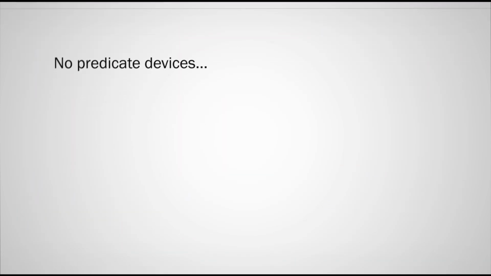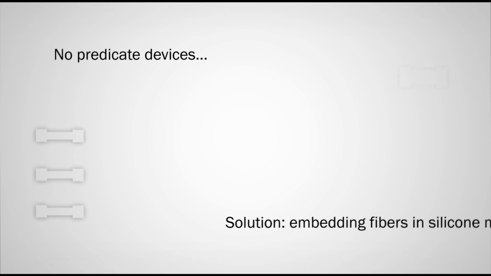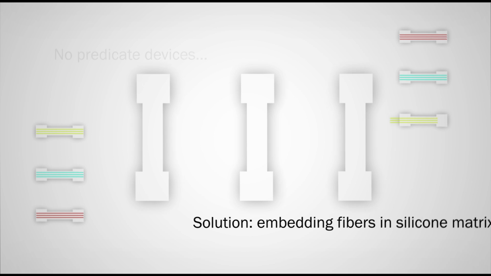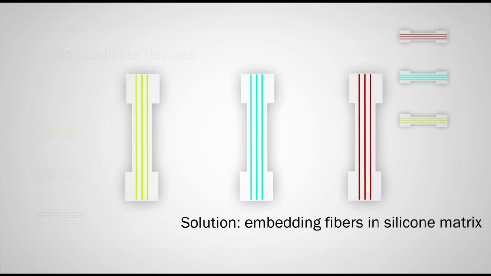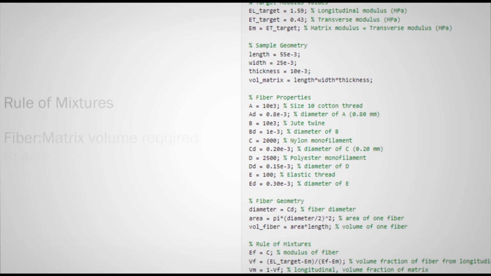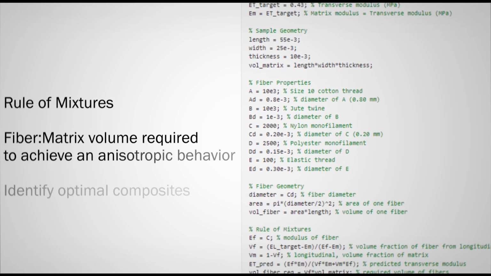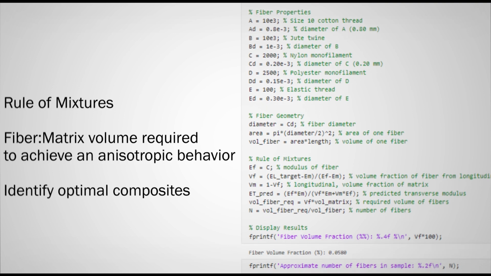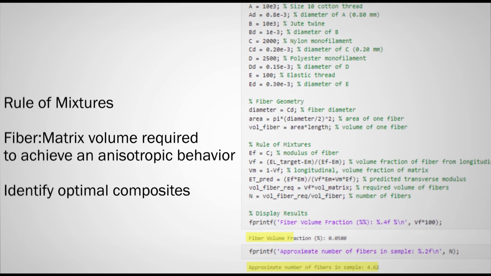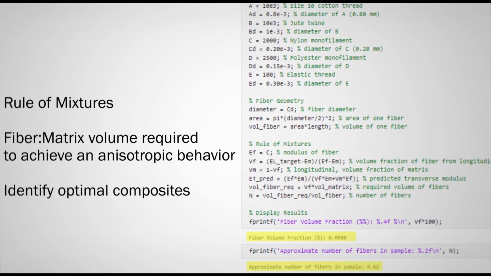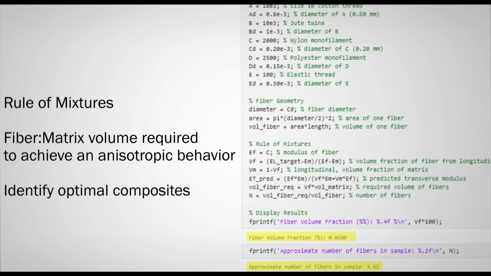An initial literature review revealed that there were no predicate devices. Through further research, we determined that embedding fibers within a matrix was the most effective approach to achieve anisotropy. Using the rule of mixtures, we then developed an analytical model to estimate the fiber volume fraction required to achieve anisotropic behavior and identify feasible composites for physical testing.